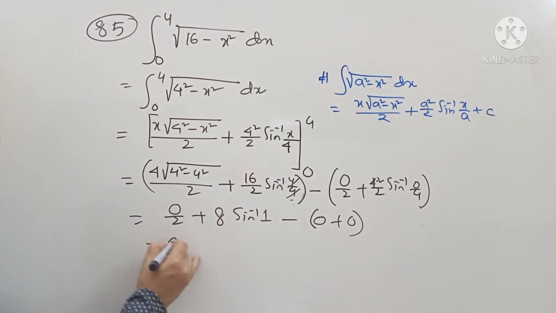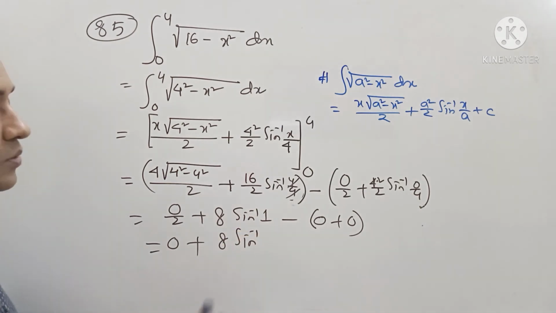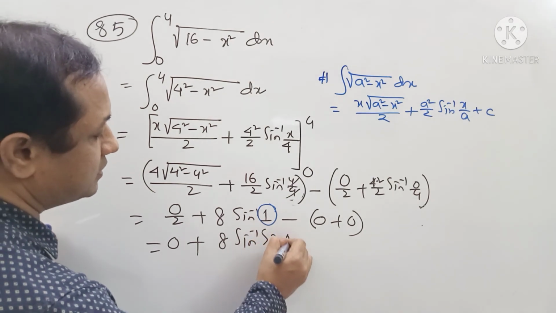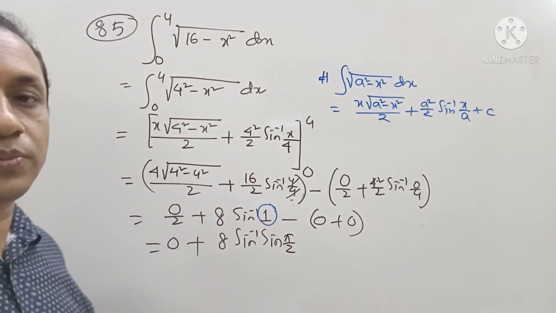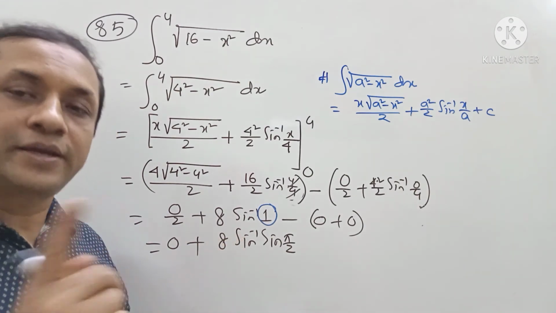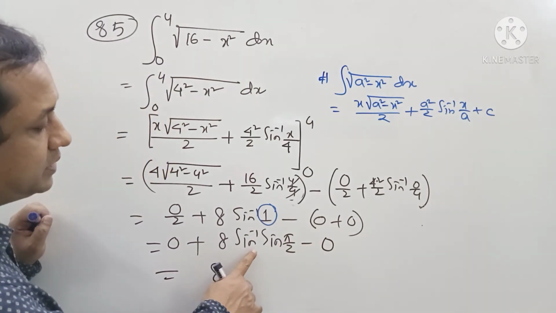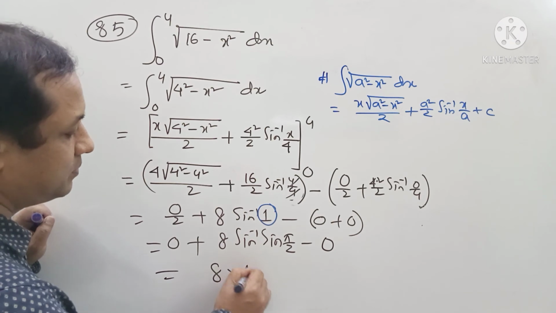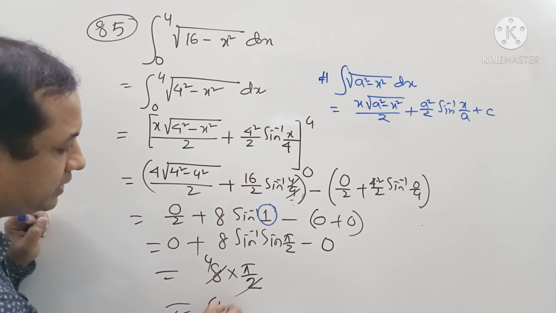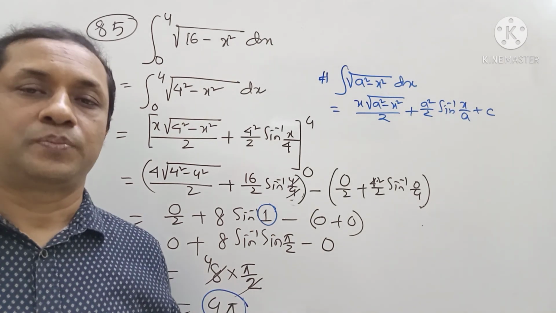Now student, here 0 plus 8 into sine inverse 1. We know that 1 equals sine pi by 2, so sine inverse sine pi by 2 means pi by 2. And 2 and 8 cancel. So the result will be 4 pi.